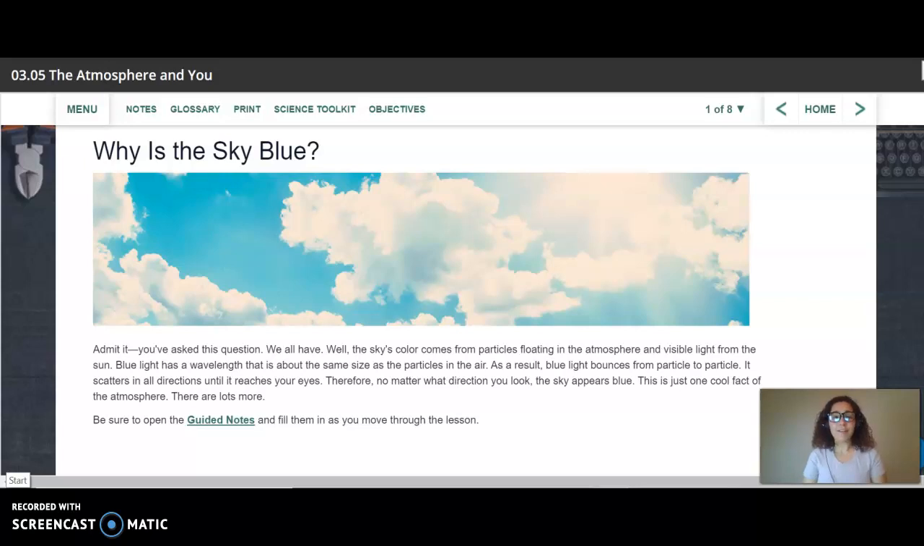Hi students. So right now we are going to take a look at the atmosphere, and we already learned a little bit about the atmosphere earlier in the year, but we're going to circle back to it. So when you get to the first page, make sure that you open up your guided notes so that you're able to use these notes on the module exam.